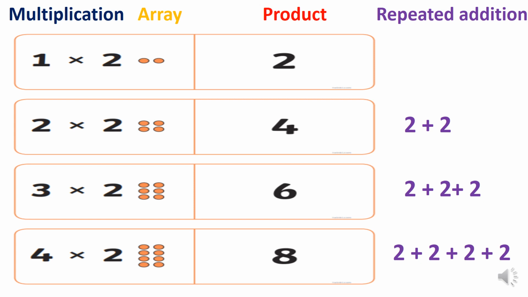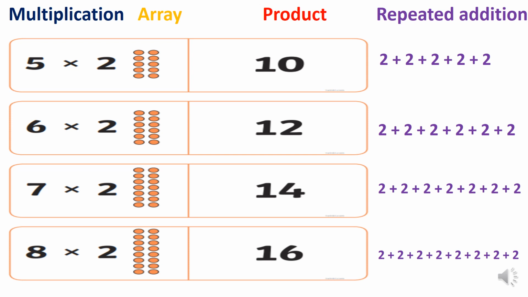2 times 2 is 4 because double 2 is 4. 3 times 2 is 6 because double 3 is 6. And 4 times 2 is 8 because double 4 is 8. You can see now that my multiplication sentences have got larger. If you have a look at the arrays, they've also got larger, they've increased.